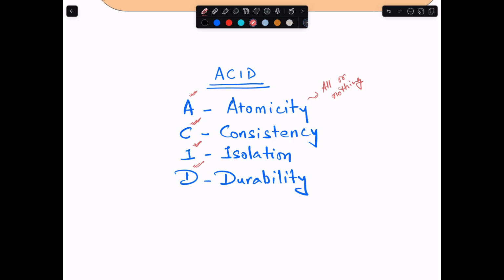The last property is durability. So once a transaction is committed, it's permanent. Even if the system crashes right after, the data won't vanish. We'll learn about each of these properties in detail in the upcoming videos. So let's move on.